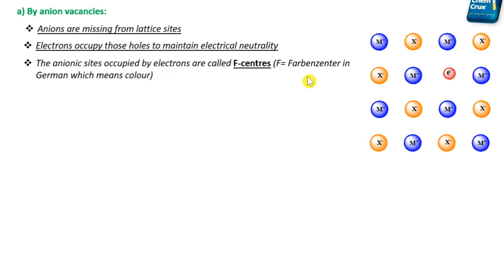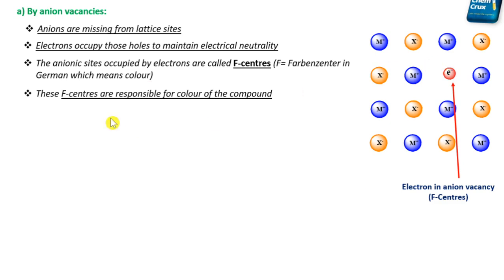The anionic sites occupied by the electrons are called F centers. F means Farben-Center in German, which actually means color. So these centers, which are called F centers, are actually color centers because they are responsible for the color of the compound. Examples are NaCl, KCl and other alkali halides.